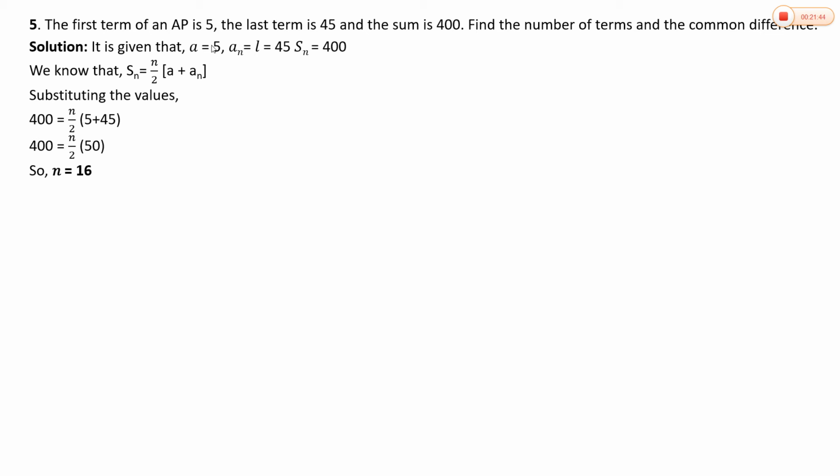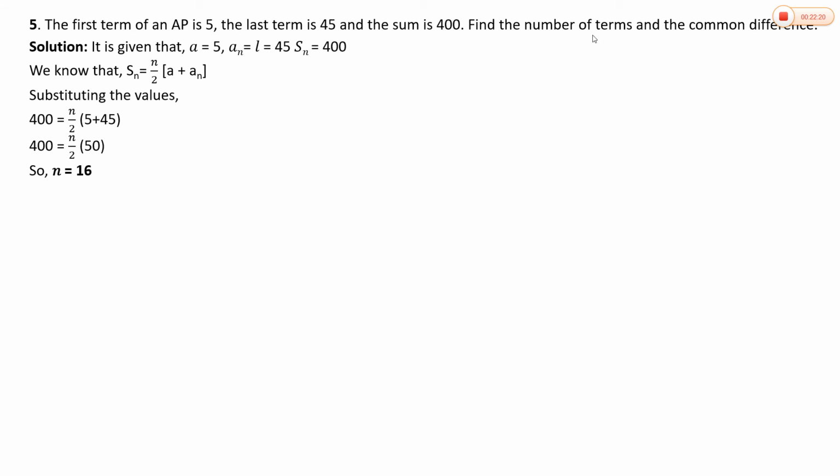Solution is, here A is 5, An or L, we can call the last term as L also, is equal to 45 and the sum is given, that is 400. We know the Sn formula, Sn is equal to n by 2 into A plus An. Here we don't know the value of D, so we are going to use this formula. Substituting the values, Sn as 400 is equal to n by 2 into first term 5 plus last term 45. You will get the value of n as 16.